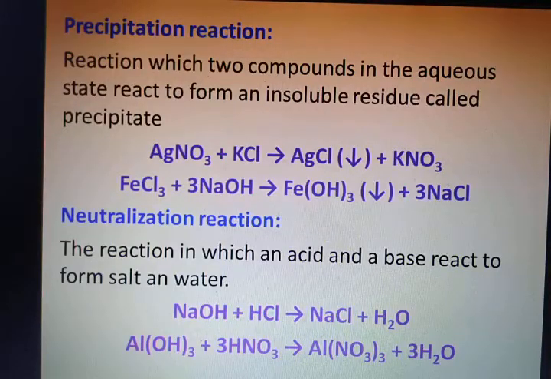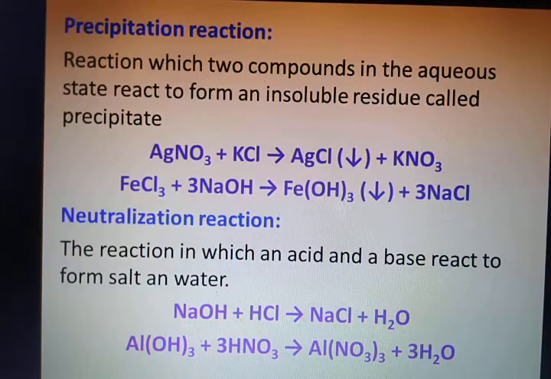The first, as I said, precipitation reaction. By the name itself, precipitation, we can understand that after the completion of the reaction, we will be able to find an insoluble residue within the reaction medium called the precipitate. So when two compounds are reacting together, they will form an insoluble solid, an insoluble residue, called the precipitate within the reaction medium.